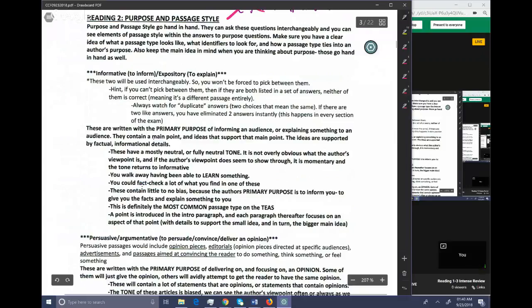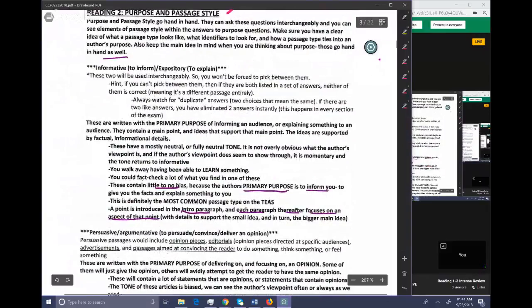Informative pieces contain little to no bias, because the author's primary purpose is to inform you, to give you facts and explain something to you in a neutral manner. So a point is introduced in the intro paragraph, and then each paragraph thereafter focuses on an aspect of that point. The details of each paragraph support one aspect of the big point, and then each paragraph supports the bigger point, and they're all put together to teach you about something or explain something to you or inform you of something. So expository and informative.